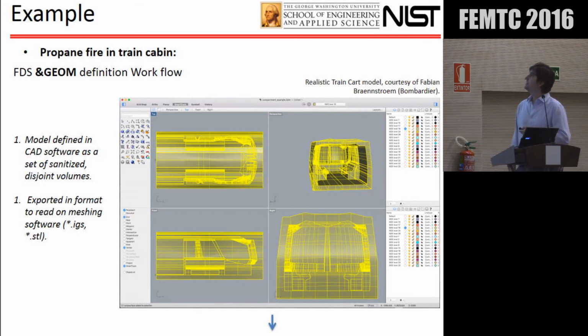And this is a propane fire on a train cabin. This is a train cabin provided to us by Fabian Brandstrom from Bombardier. This is not a Bombardier cabin. This is something he modified. But this would give us an idea of what the workflow is, and we can also see where PyroSim would be. So we have our CAD model. It has to be a sanitized set of volumes. We can export from our CAD software in a particular CAD format, for example, IGS or STL.